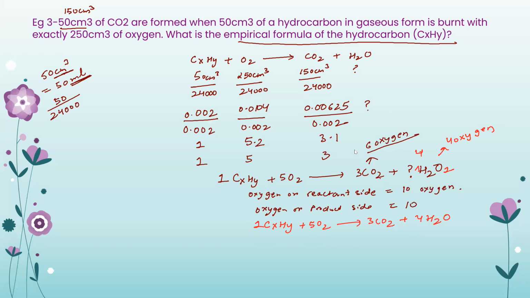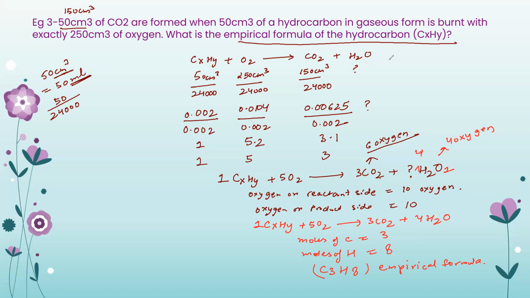Correct? So find the moles of carbon and hydrogen. Now it is easy. It is similar to the previous question. How many moles of carbon would be there? Moles of carbon, 3. Moles of hydrogen, 4 twos are 8. So empirical formula would be C3H8. So this is the answer, the required empirical formula. So this is an important question. Just go through it once more. I hope it is clear.